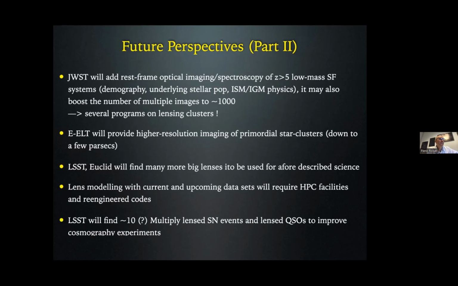Thank you. Okay, thanks a lot, Piero, for this talk. Very interesting results and promising future perspectives. So we have time for a couple of questions. Yes, Jorge, go ahead.